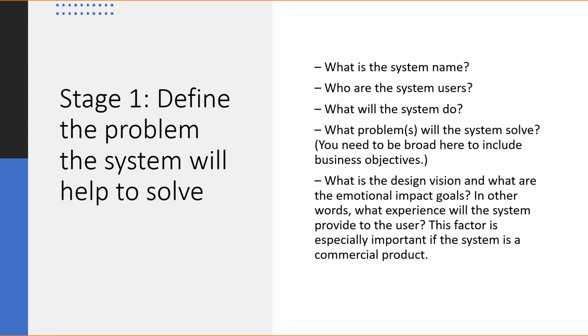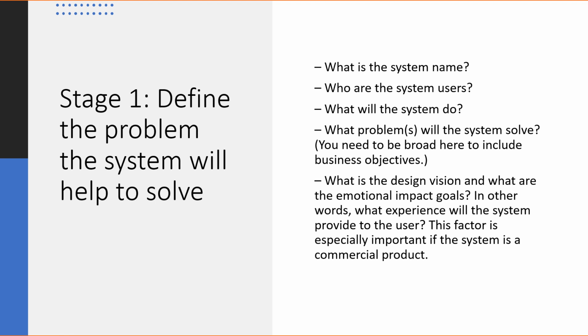So a little bit more about the first stage. Stage 1, define the problem the system will help to solve. What do I mean by that? All the details of the system. What is the system name? Who are the system users? What will the system do? What problem? I talked about that already. What problem will the system solve?